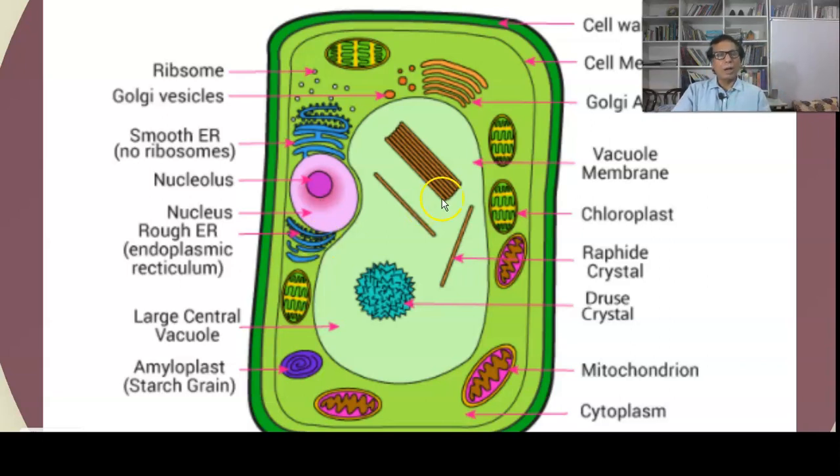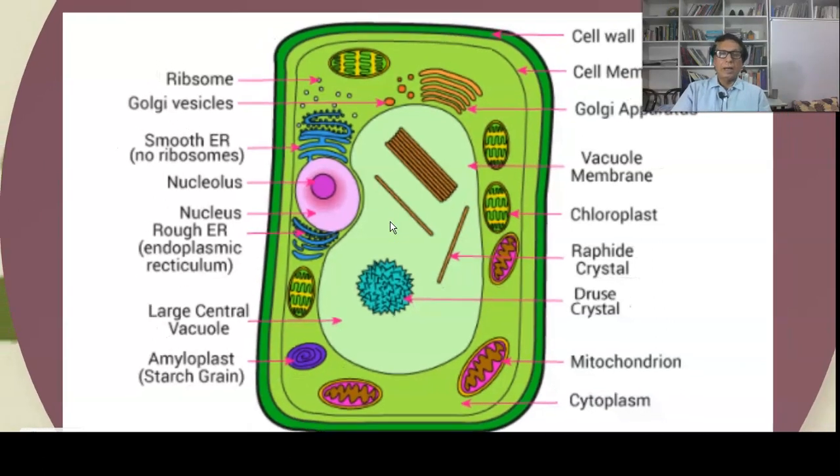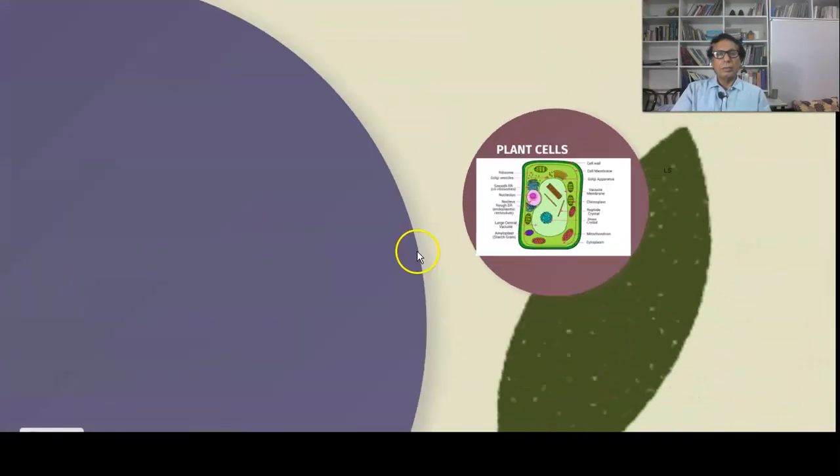And this is the plant cell. To see the structure of the plant cell, this is the vacuole and all functions of all parts of the plant cell. And next you see the animal cell.